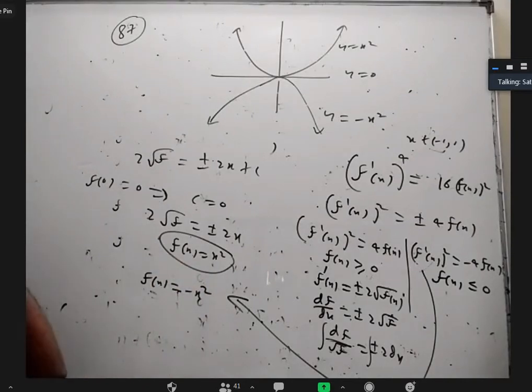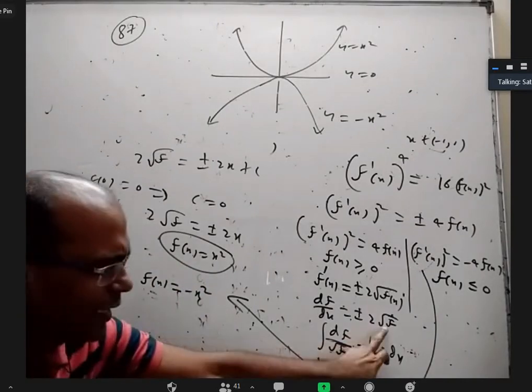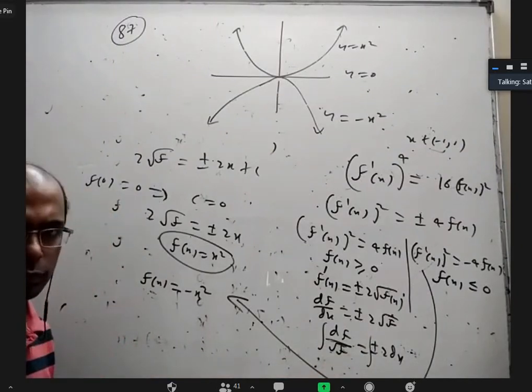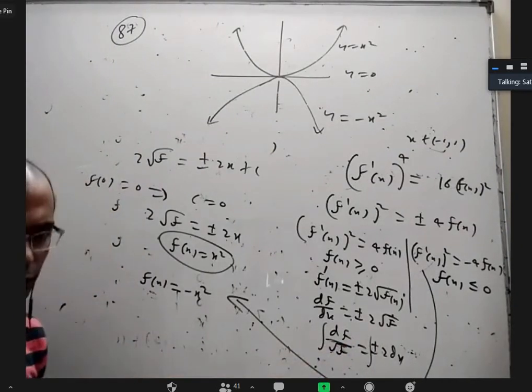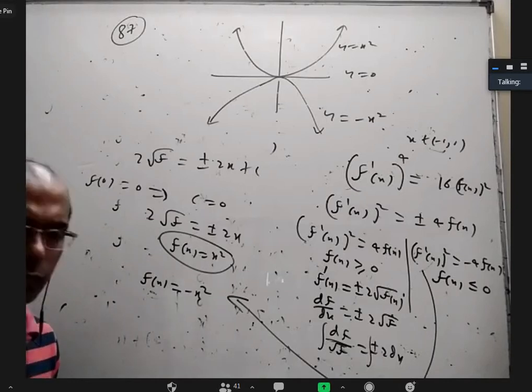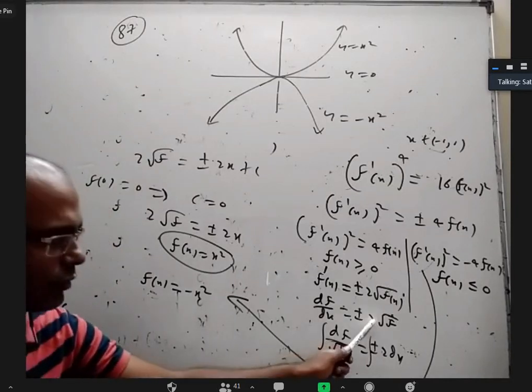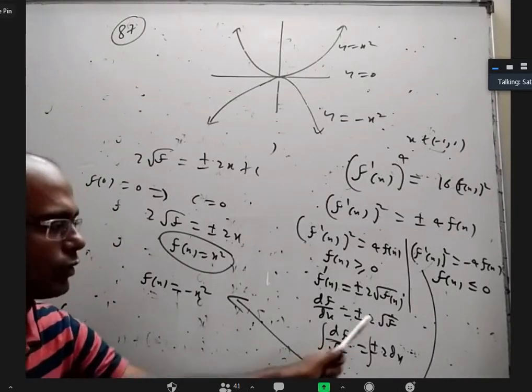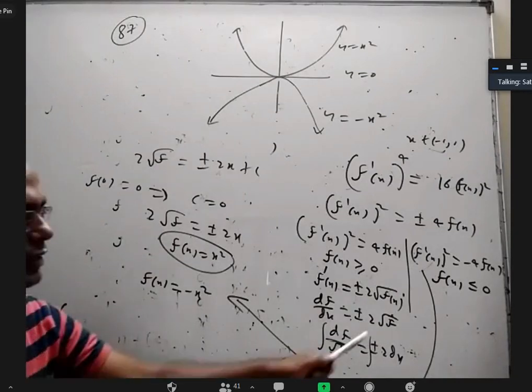But one important point here. When can I divide by root f here? From here to here, when can I divide? Anybody? Sir, f is not equal to 0. Yeah. So from here to here, directly this step is not okay. You have to write when f is not equal to 0.